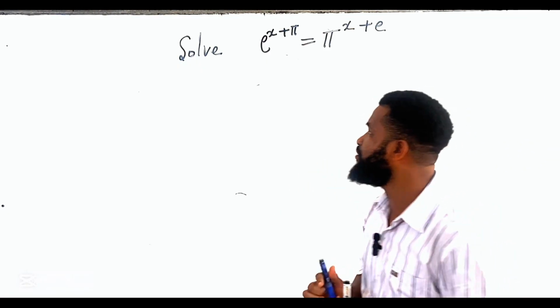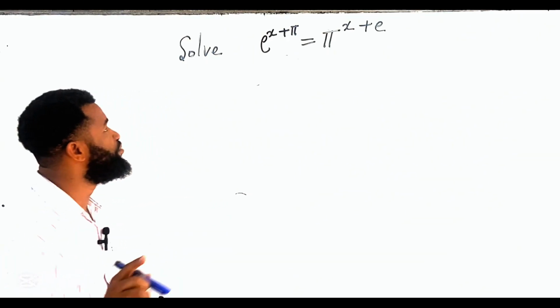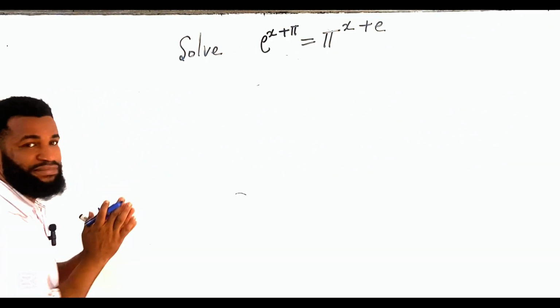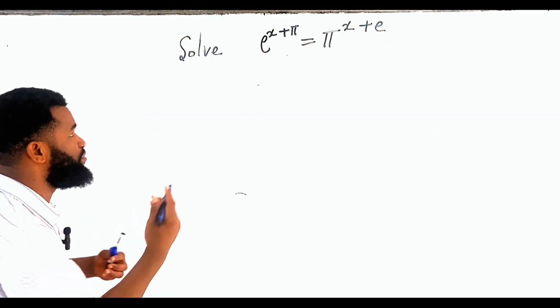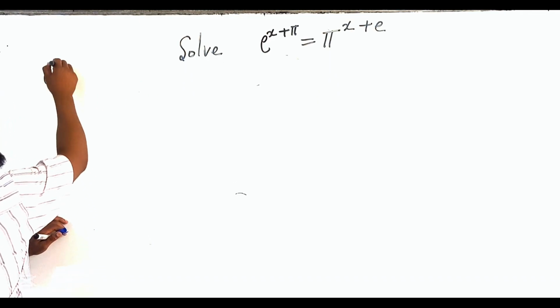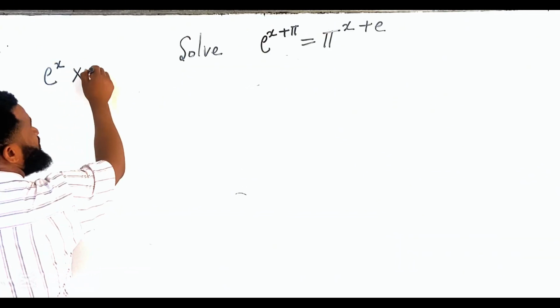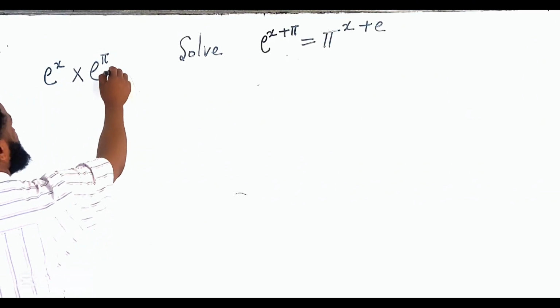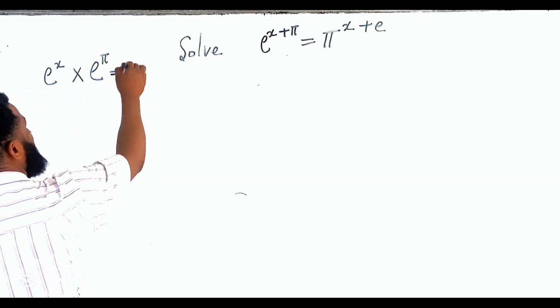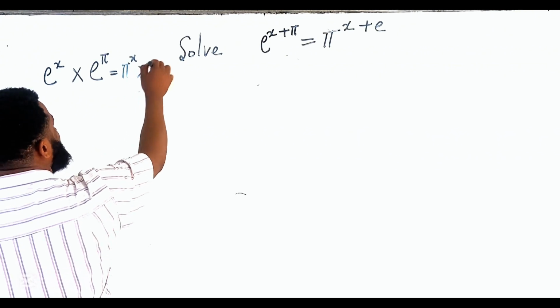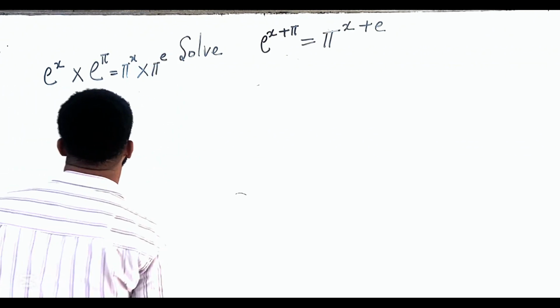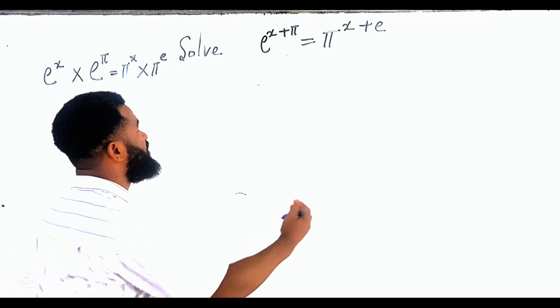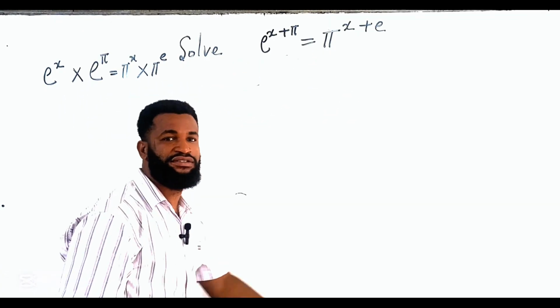Let us start. What I'm going to first do is to break them down, bring them to where they are coming from. Remember, they are coming from e raised to power x times e raised to power pi, which is going to be equal to pi raised to power x times pi raised to power e. This is the way they were before they were taken to this level, all right?